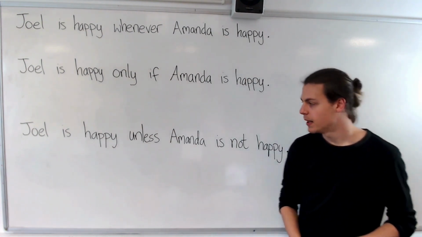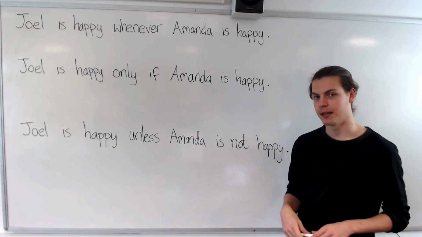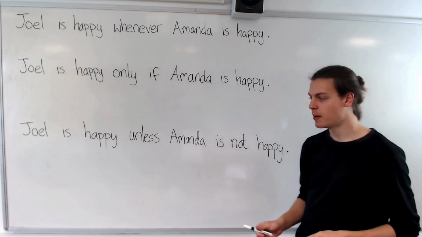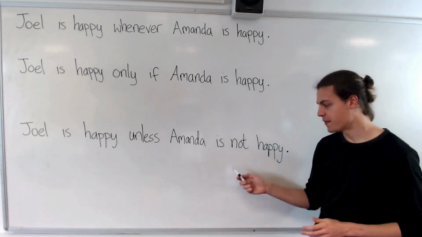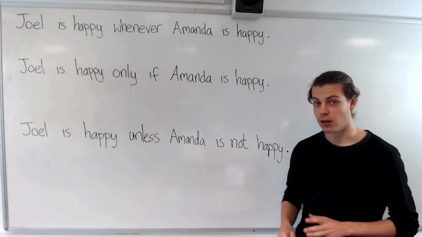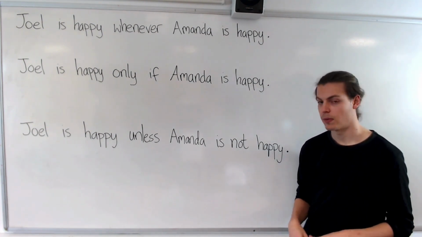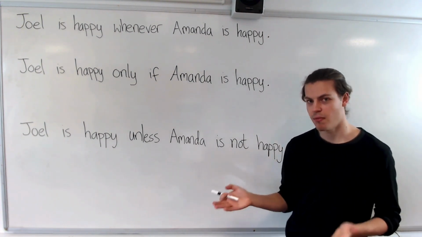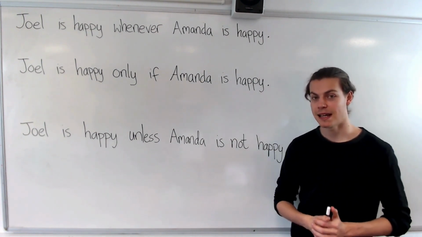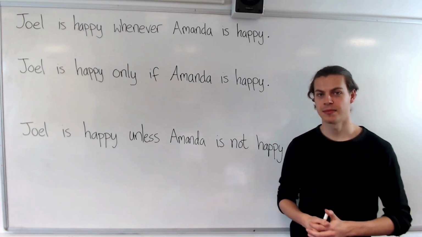And our third statement says Joel is happy unless Amanda is not happy. Okay, so Joel might be happy all the time, but certainly if Amanda is happy, then Joel is happy, because Joel is happy unless Amanda is not happy. When Amanda is not happy, Joel may or may not be happy. But if Amanda is happy, then Joel is happy. And we're done.